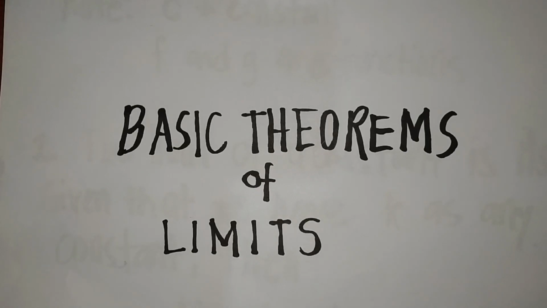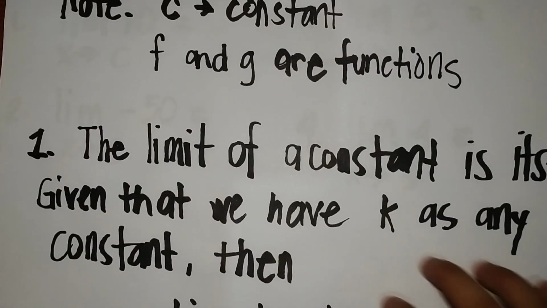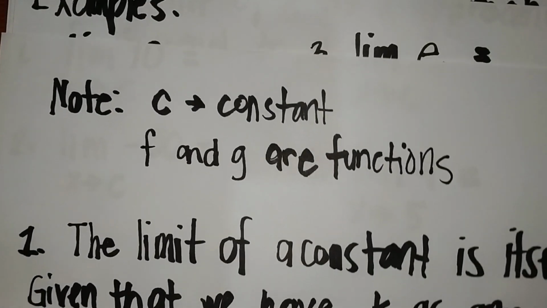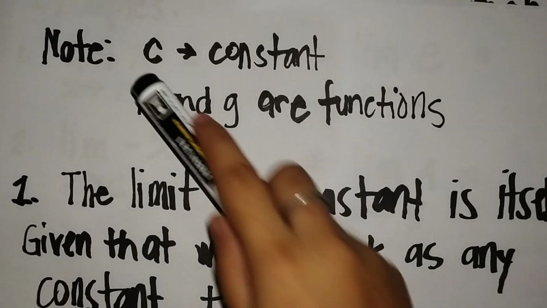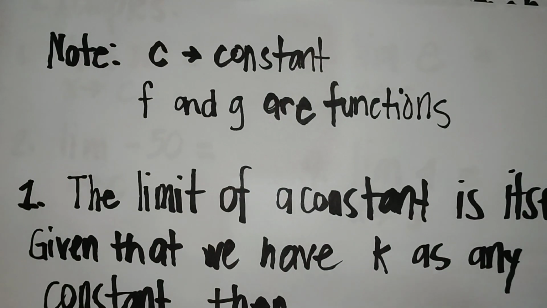Hello everyone. For today, we are going to talk about the basic theorems of limits. Before discussing the first theorem, we have to remember that we are going to deal here with different variables which represent, for example, c represents the constant, and f and g represent the functions.